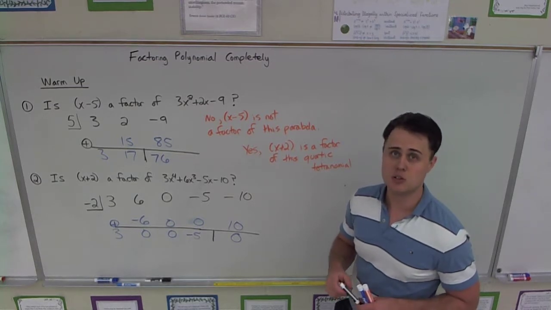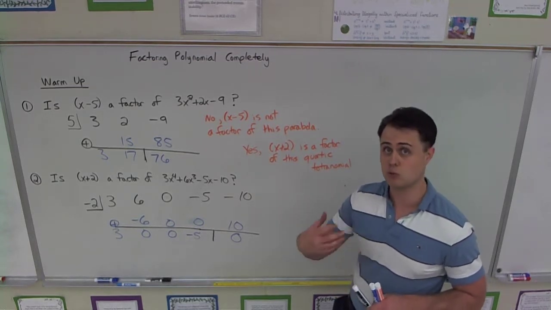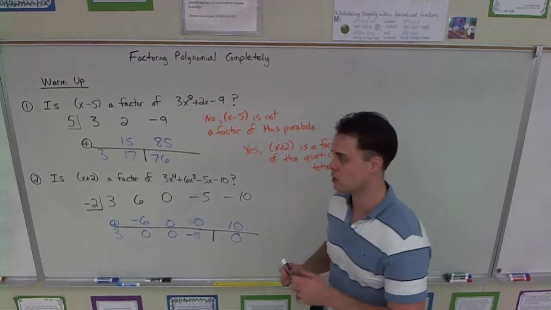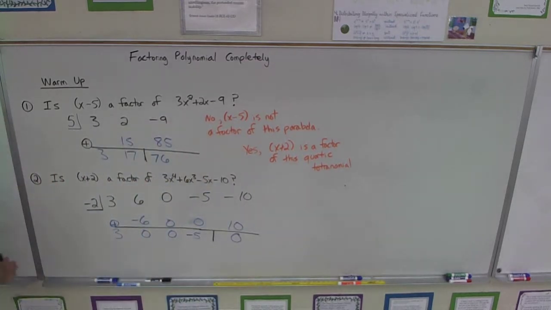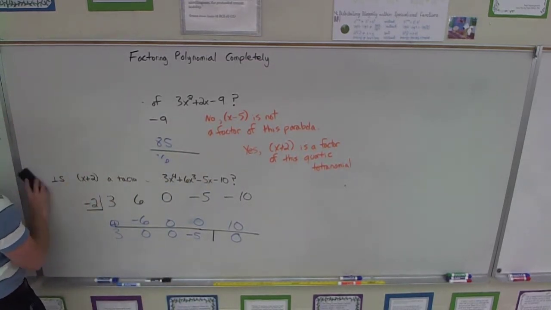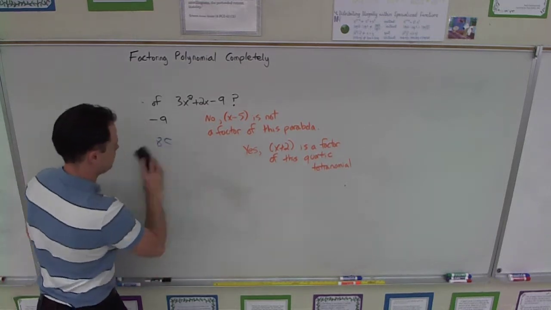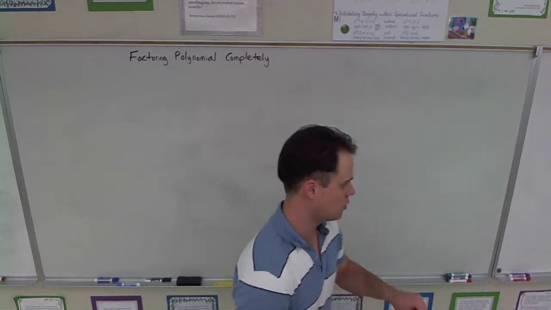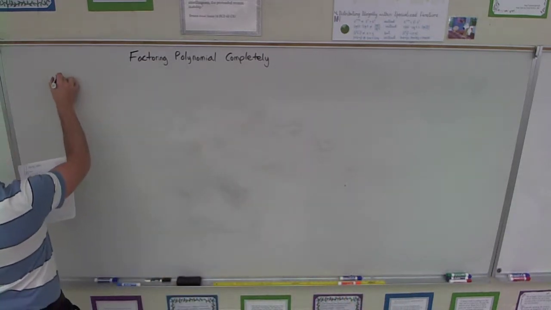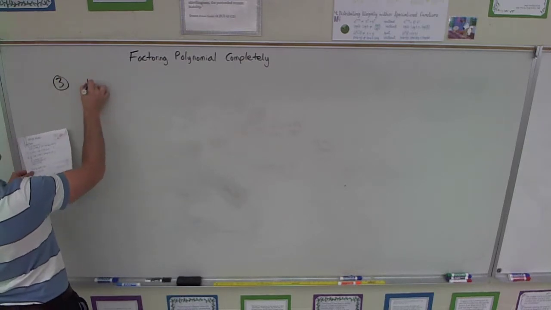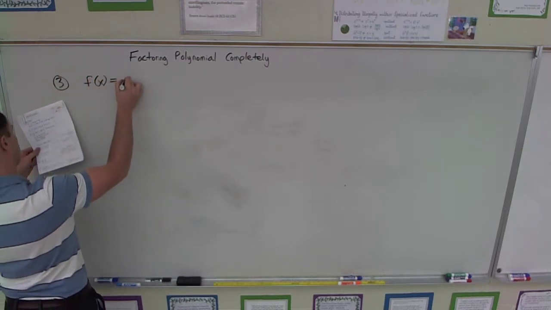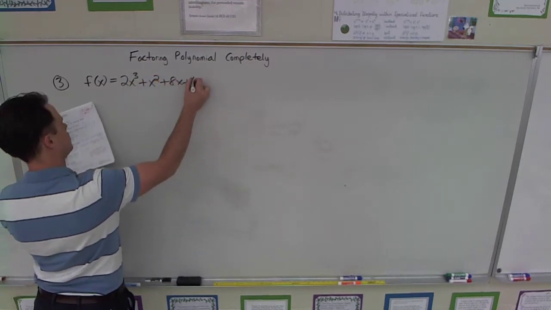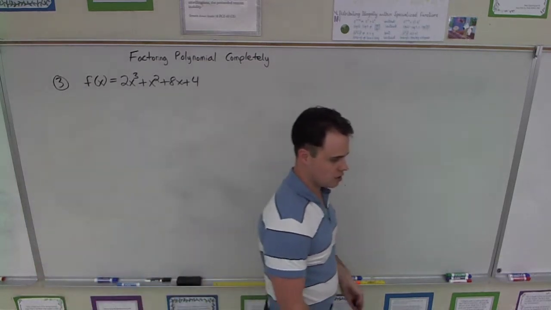So how do we come up with guys to test and see if they're in fact zeros leading to factors in the first place? One of the great tools in the modern era is to use your graphing calculator. So let's use our graphing calculator and start to factor polynomials completely. Let me get this out of the way. Let's look at a couple polynomials that we can factor completely. Let's start with this one. So number 3. Let's say we have f of x equals 2x cubed plus x squared plus 8x plus 4. Let's use our calculator to get ourselves started here.